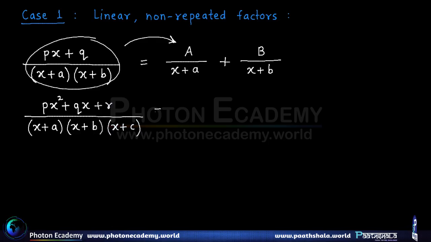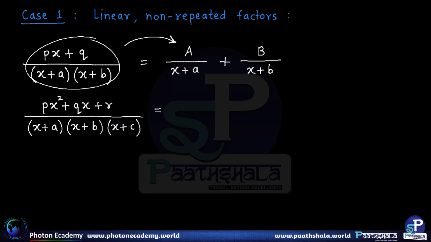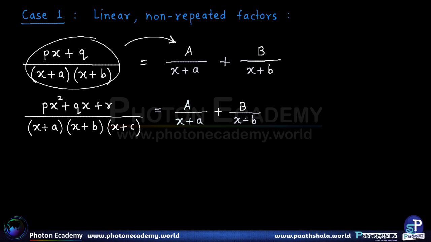Similarly, suppose instead of two factors in the denominator we have three factors, so that in general we consider a quadratic expression upon a cubic expression, which makes it proper form. We can break it into partial fractions as capital A upon x plus a, plus capital B upon x plus b, plus capital C upon x plus c. All the numerators are precisely the constants that we have to determine.